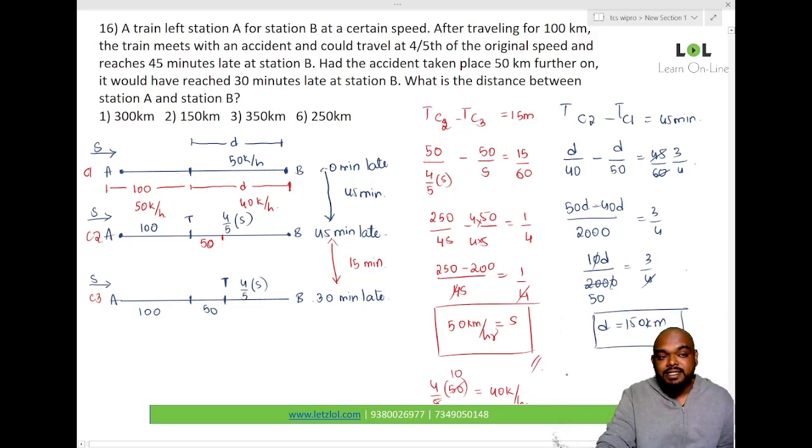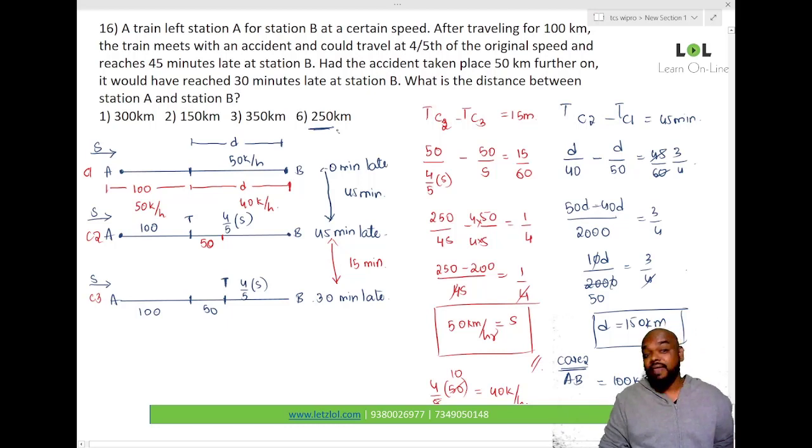Now total distance between A and B, when you see in case 2, let us see case 2. AB is equal to 100 kilometers plus D. So that is 100 plus 150. 100 plus 150 gives us how much? 250 kilometers. That should be my final answer.